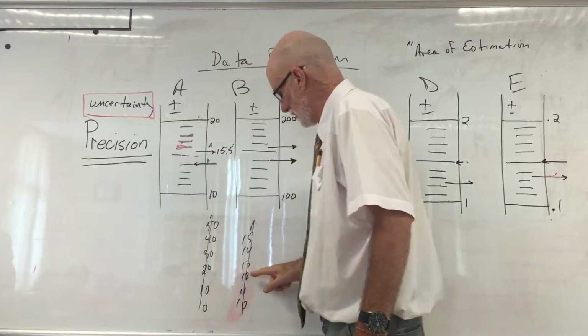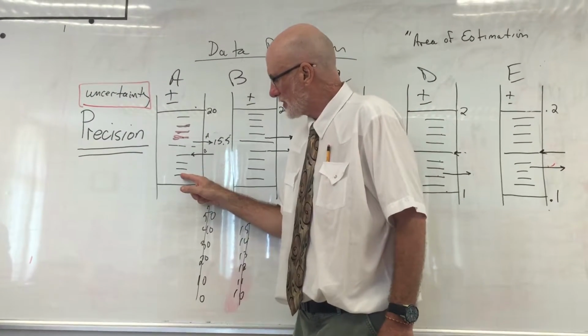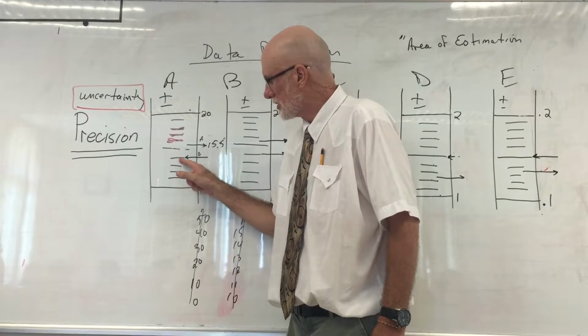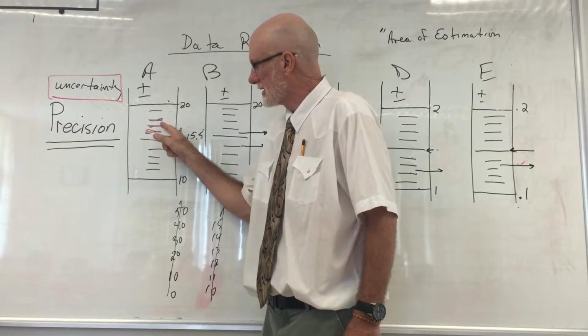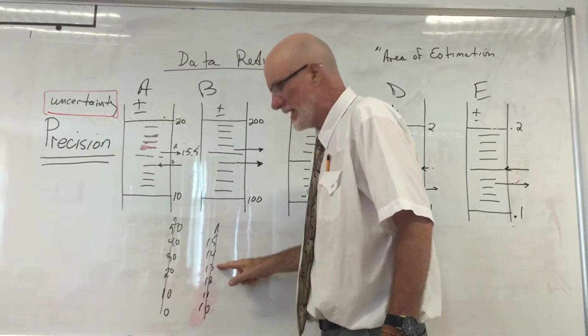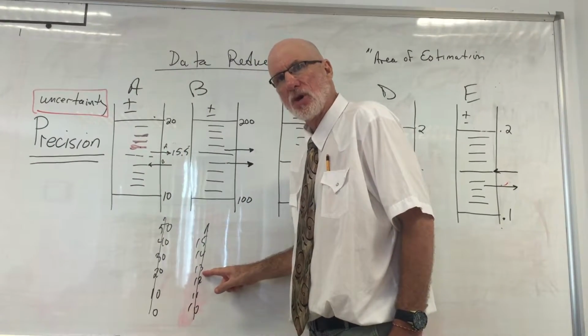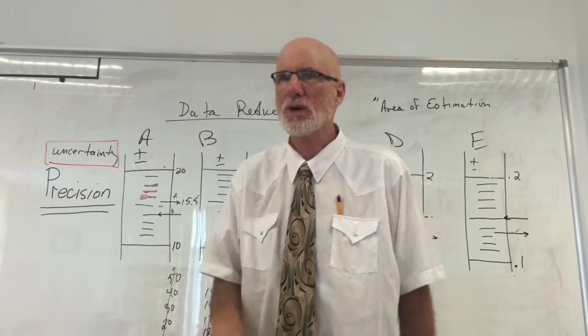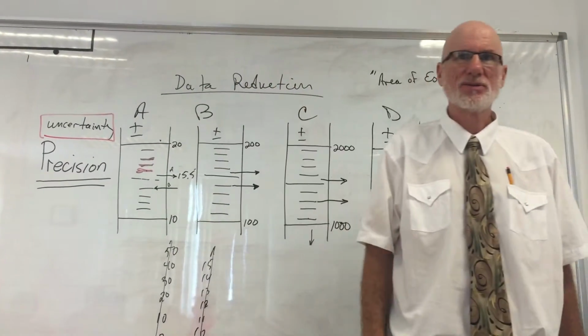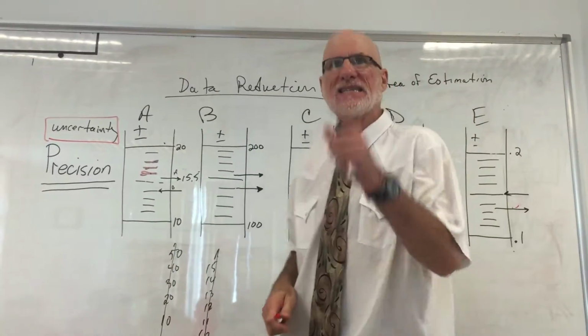Remember we did that right here? What place value is represented by these graduations? Remember? 10, 11, 12, 13, 14, 15, 16, 17, 18, 19, 20. What place value is represented by the smallest graduations? Ones. Very good. What's one less than ones? Tenths. That's the estimation.